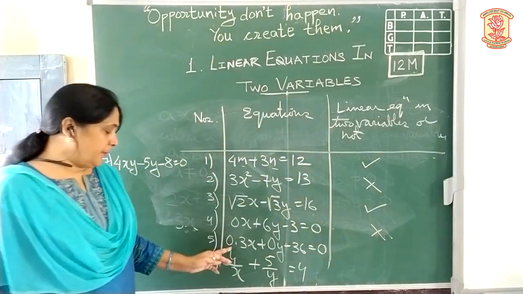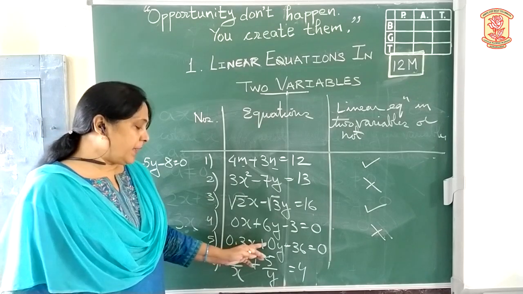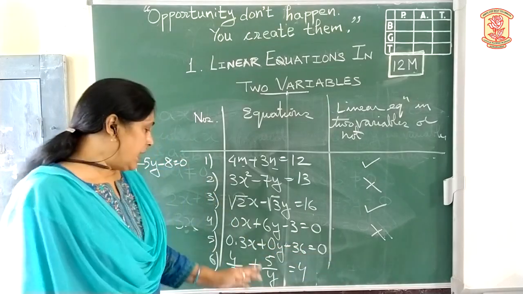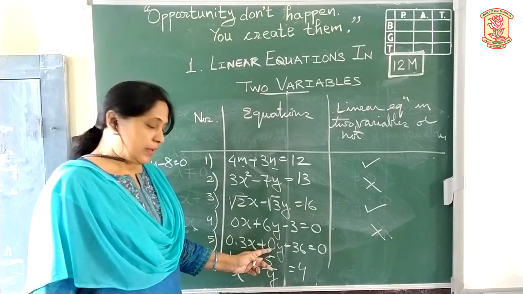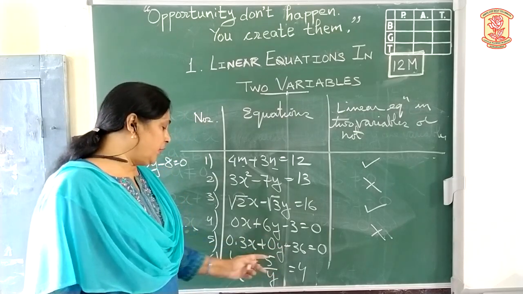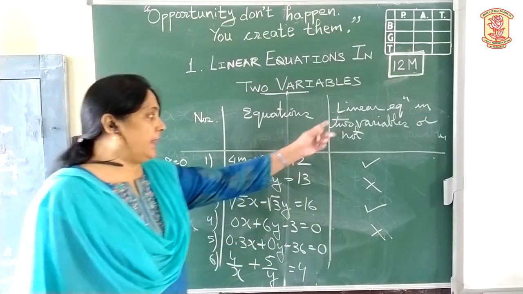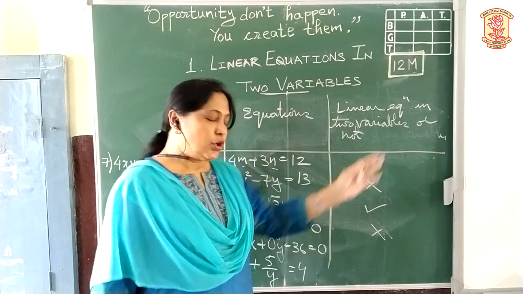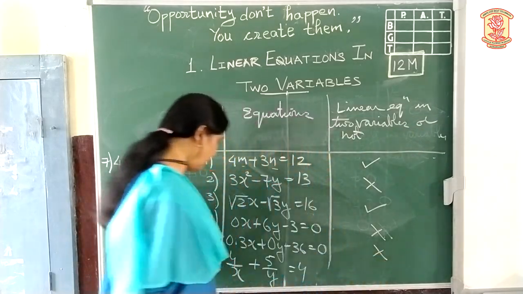Again the fifth one, 0.3x plus 0y minus 36 equals to 0. Again the coefficient of the variable y is 0. That means this term will be removed and it will become a linear equation in one variable. Again, as we have already seen, we are talking about the linear equation in two variables. So this is not a linear equation in two variables.